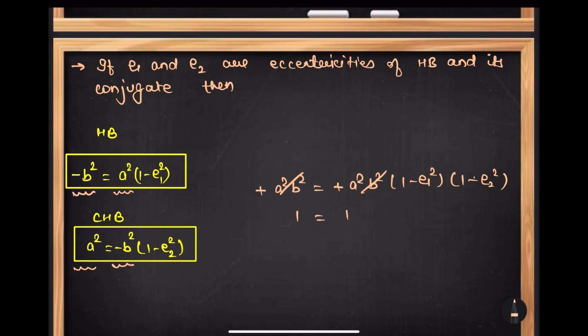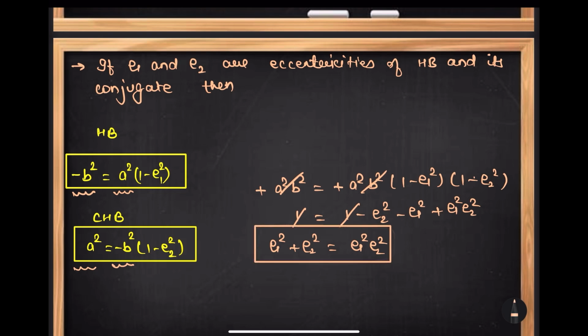Okay, so 1 into 1, 1 minus e2 square minus e1 square plus e1 square e2 square. This 1 vanishes. Can I ask e1 square and e2 square to come this side? So e1 square plus e2 square is equal to e1 square e2 square. Okay, so this is the relationship between the eccentricities of a hyperbola and its conjugate hyperbola. If you can memorize, please memorize, otherwise we will find some different ways. But you can derive this thing as well.